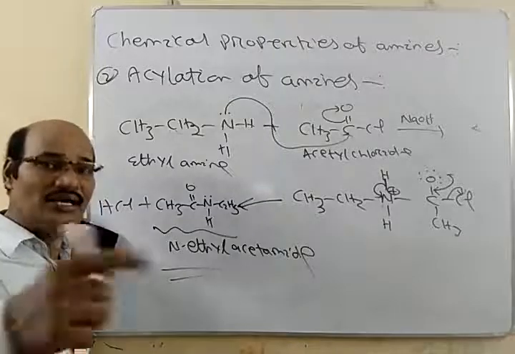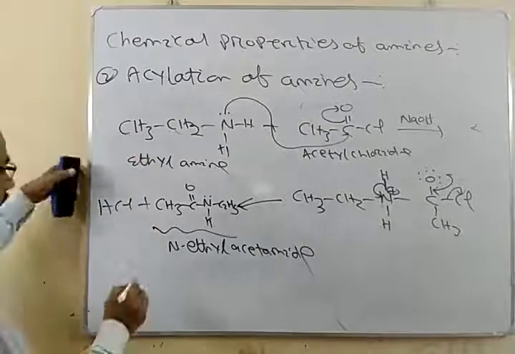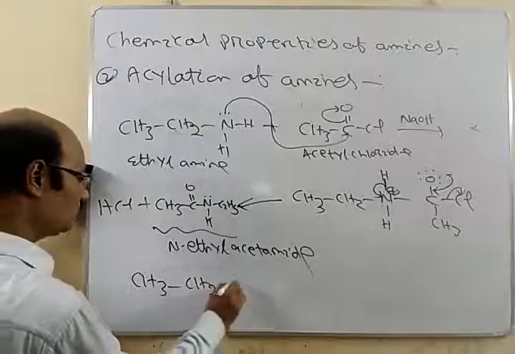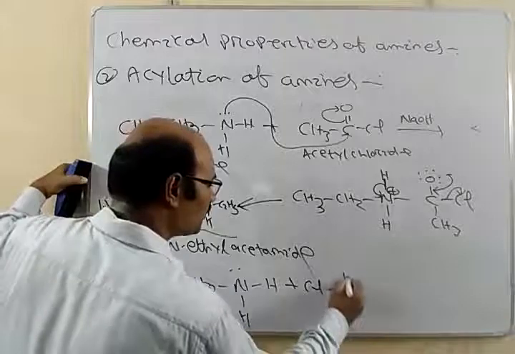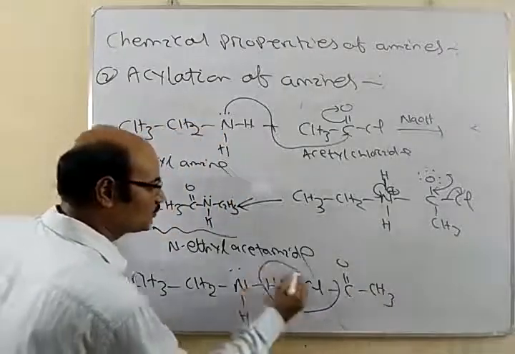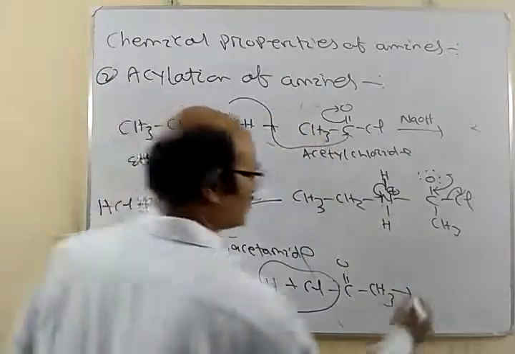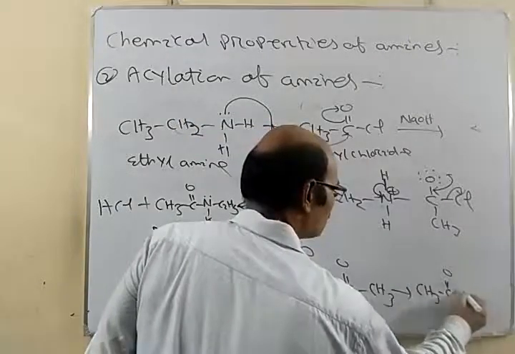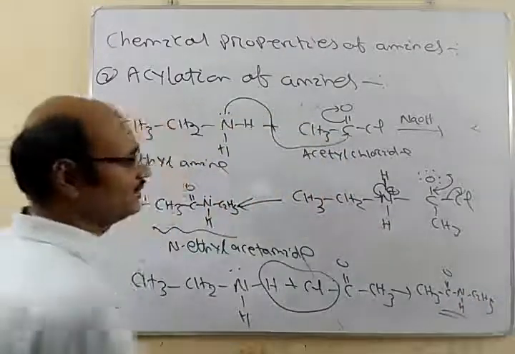N-substituted amides. So simply if I write the reaction like this, CH3CH2NH2 plus Cl, C double O, CH3. This H plus and Cl minus goes out. Okay, and we will get what? CH3, C double O, NH, C2H5, N-ethyl acetamide.